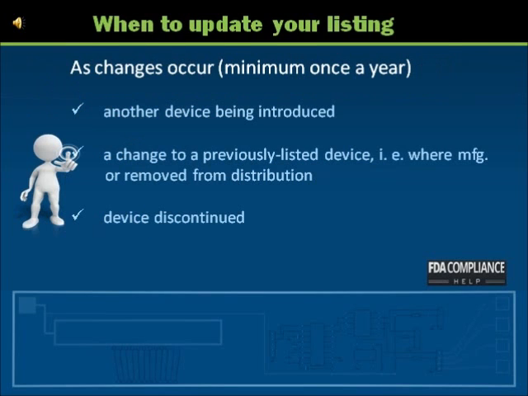Although listing updates are only required once each year, FDA encourages all owner-operators to update their listing information, at no additional cost, on an ongoing basis as changes occur. Examples of changes warranting an update to listing information include the following: another device being introduced into commercial distribution, a change to a previously listed device, such as where it is being manufactured, when a previously listed device is removed, and when commercial distribution of a previously discontinued device is resumed.